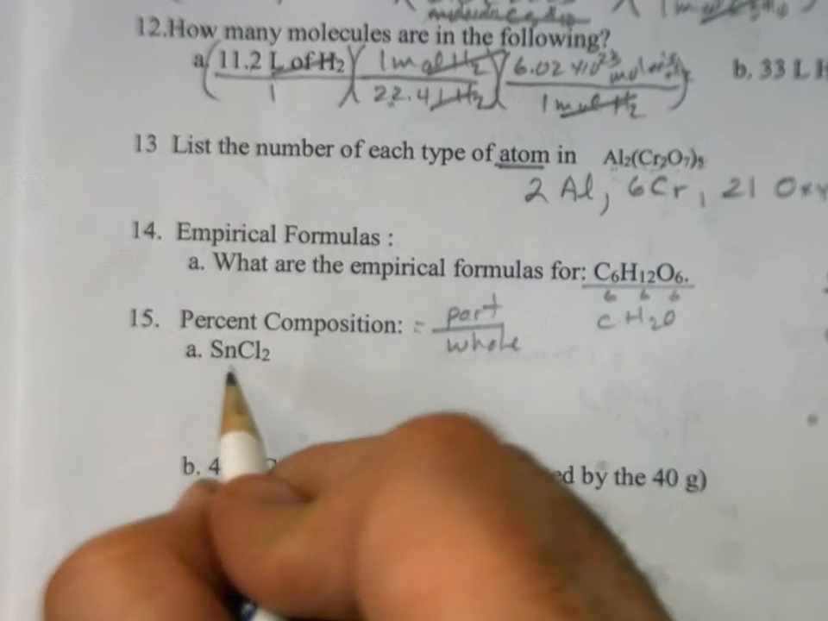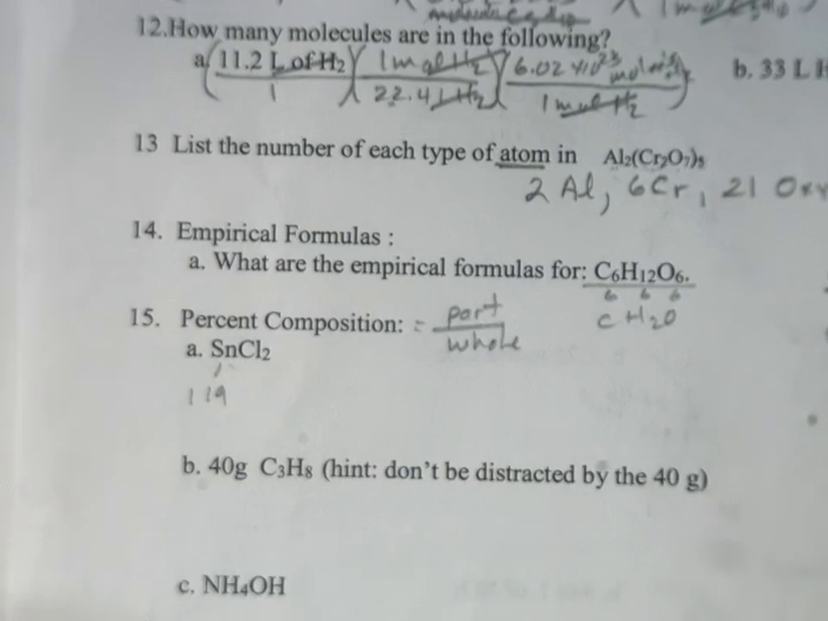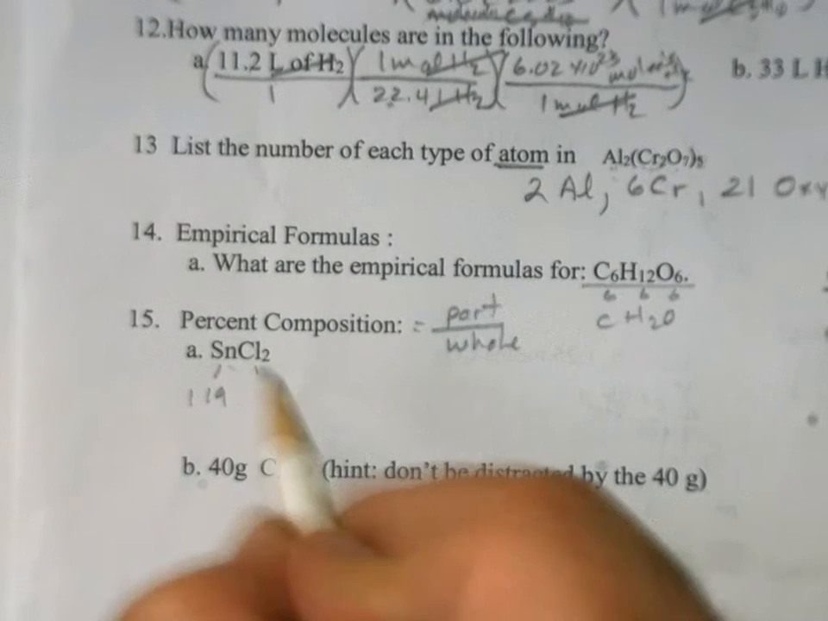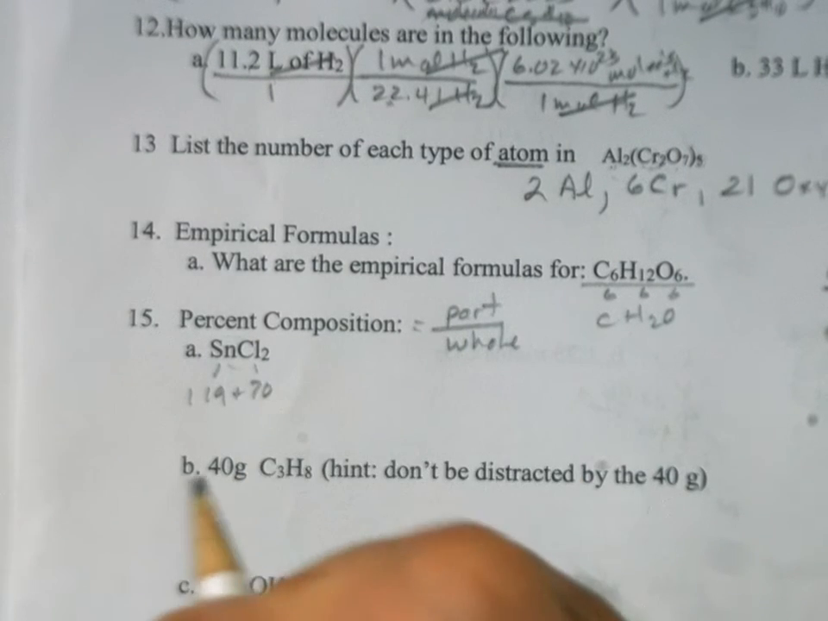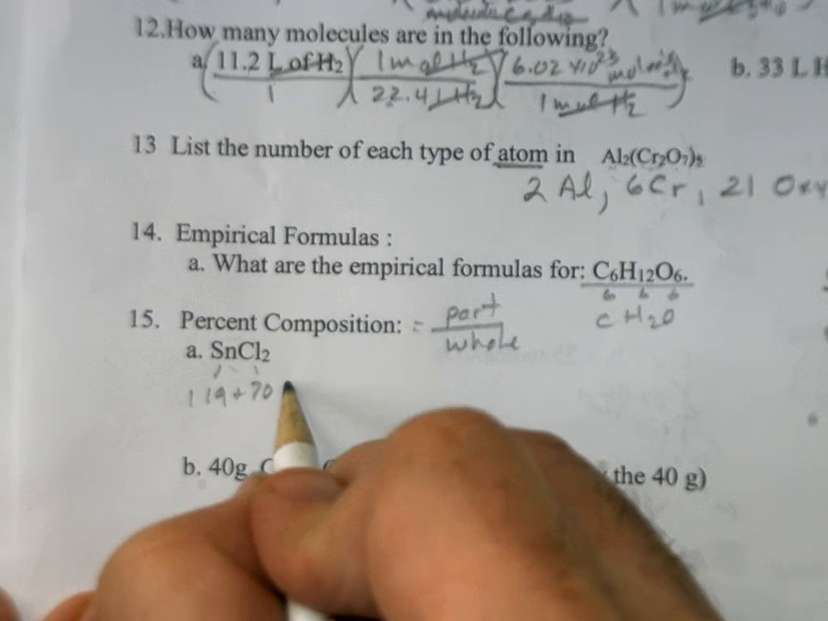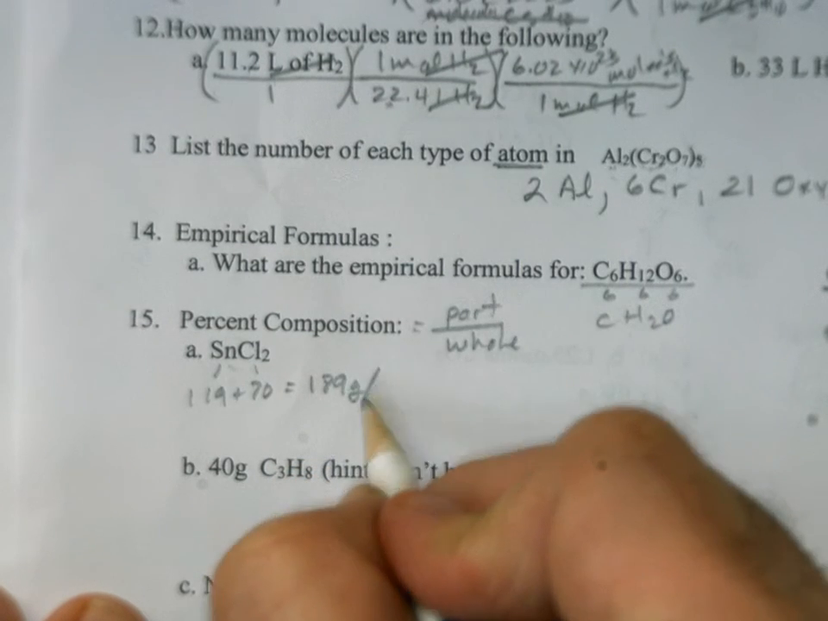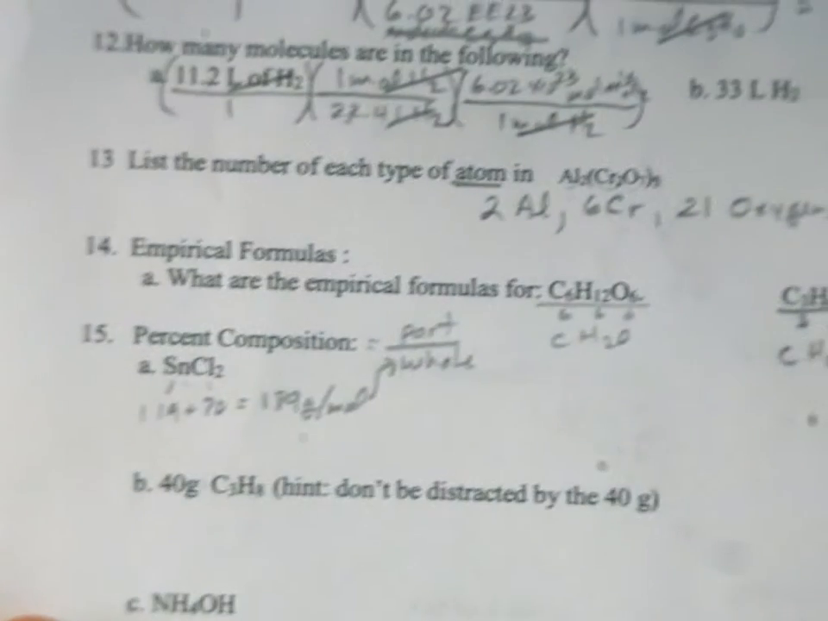And let's see, tin is 119 grams per mole when you look it up on the periodic table. Let's see, tin, 119 when we round it off. We've got 2 chlorines. Chlorines are 35, so that's going to be plus 70. And I think it works out that the molar mass for tin chloride is 189 grams per mole. So that's going to be the whole.